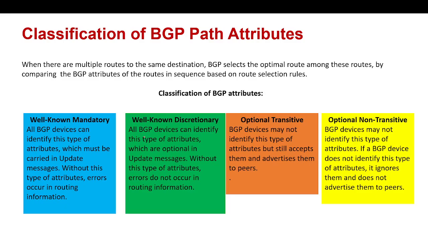So for the well-known mandatory, these are attributes that all BGP devices can identify, and they are always present in any update message. So whenever a BGP device sends a message to the other peer, it must have these well-known mandatory attributes. If they are not there, then errors will be reported. And then we have the well-known discretionary.